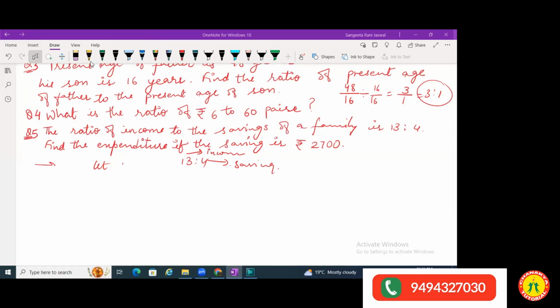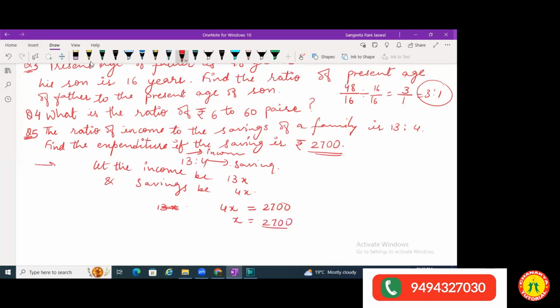Okay. So here, we assume let the income be 13x and savings be 4x. Now, find the expenditure if the saving is 2,700. So 4x is the savings we have taken, and it is given also as 2,700. Is it? Yes, ma'am.